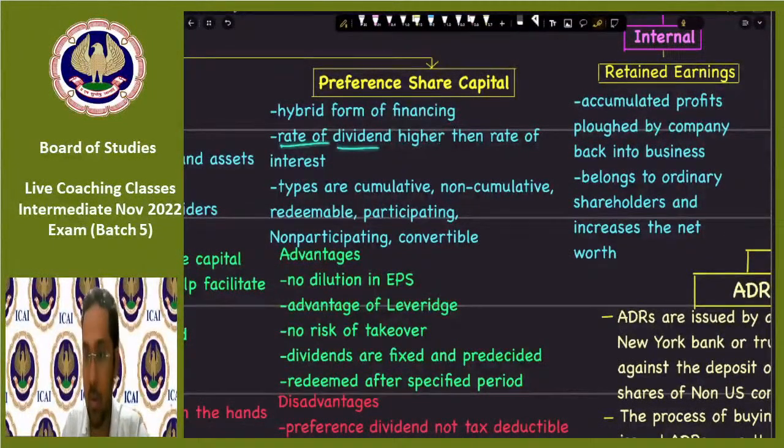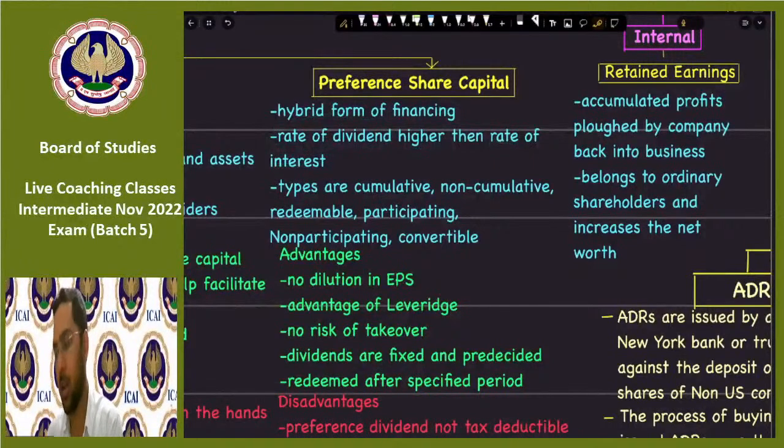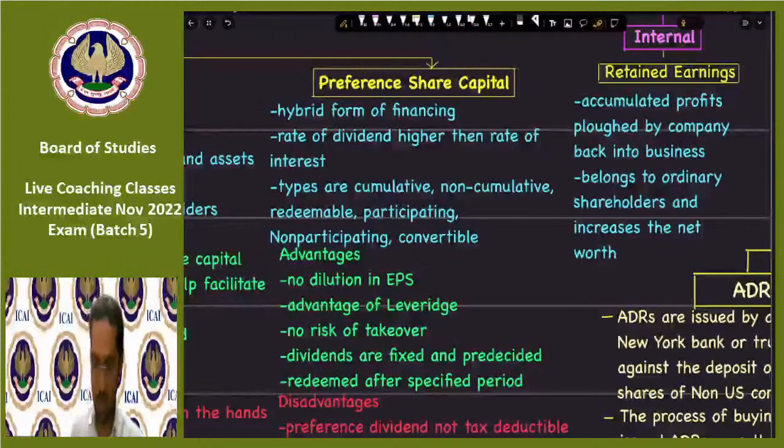Can you tell me why the rate of dividend is higher than the rate of interest? Namrata, hybrid means it has characteristics of both equity as well as debenture. Okay. Now my question is, why is the rate of dividend higher than the rate of interest? If the company is issuing debentures and the company is issuing preference shares, in preference shares the rate of dividend is higher. Why is it so? Can you think of a possible correct answer for this? What could be the reason that preference shares demand a higher rate of dividend? Yeah, can you guys tell me?